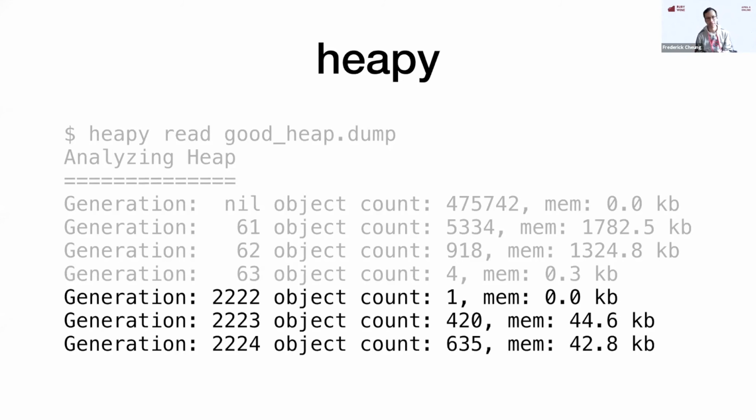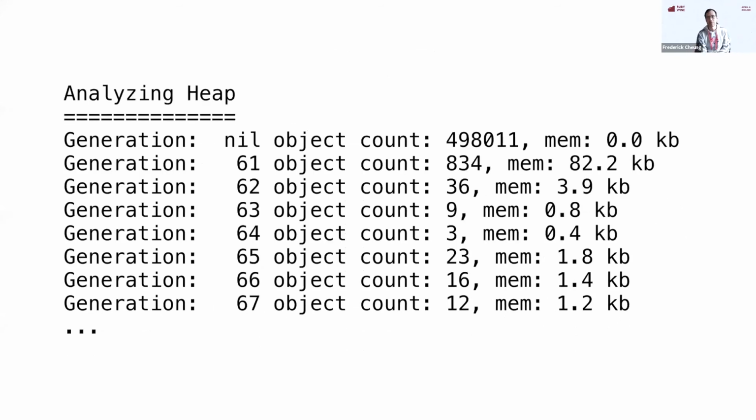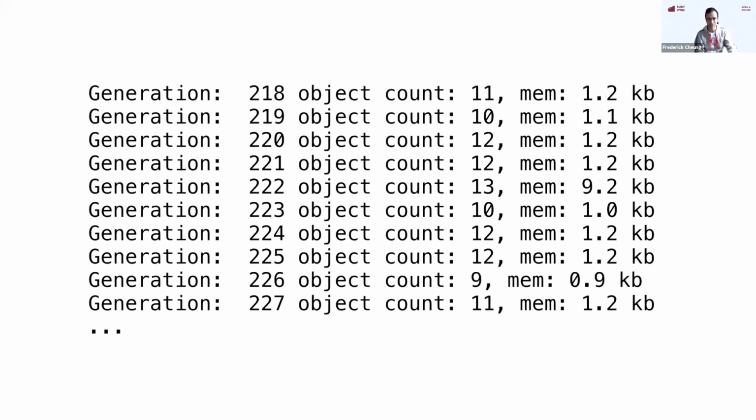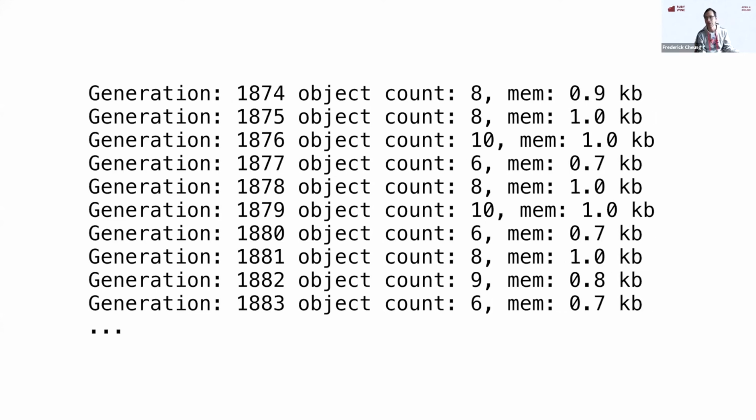So then I ran this heap dump tool on my bad heap dump. The start of it looks very similar. I have this nil generation. I have some very early generations where I'm still holding on to memory. But then I never get this gap. As I kept on scanning through this output, you see every single generation still has some objects that are still live, which is kind of the definition of a leak.